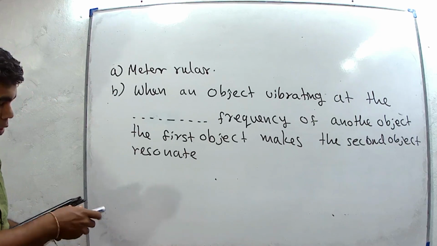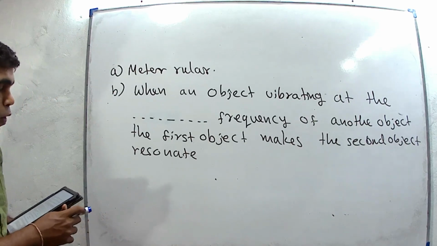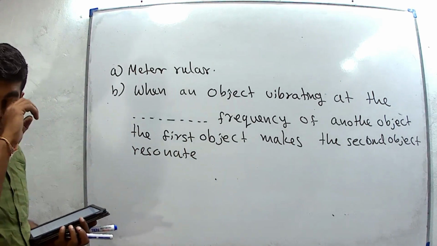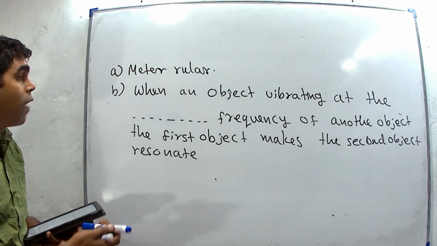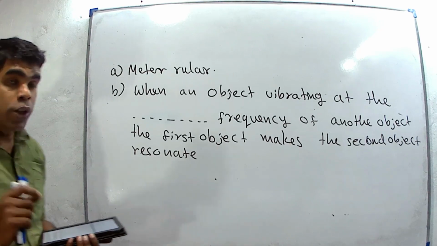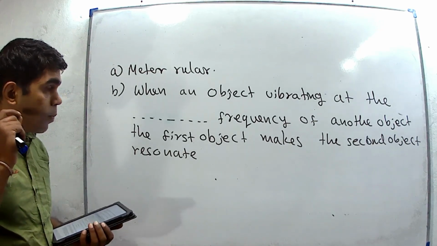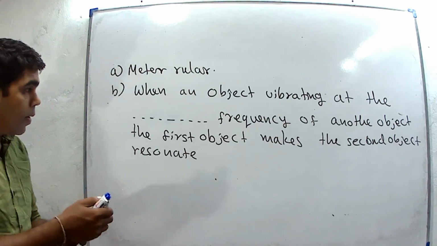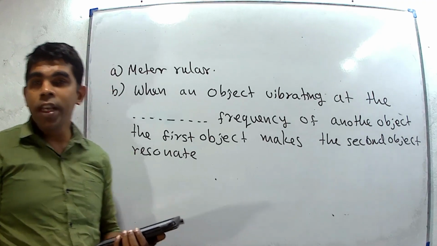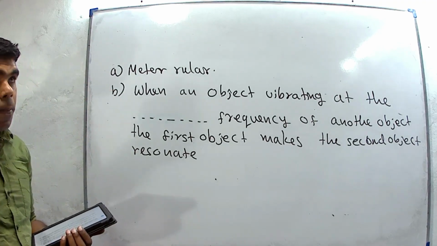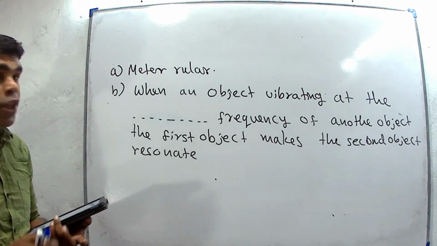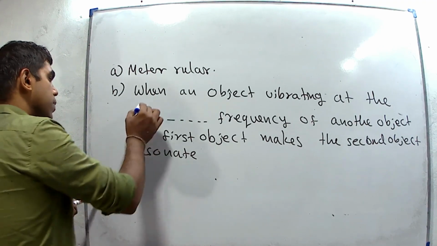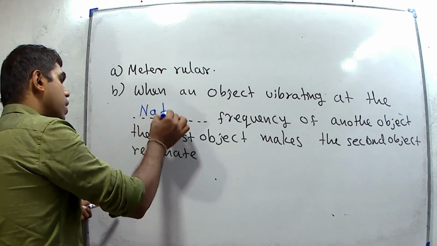Then we know that resonance means when an object is vibrating, another object automatically vibrates. For resonance, both objects should have the same frequency, and we know that it is equal to the natural frequency of the resonating object. Then we have to write natural frequency for the blank space. Natural.